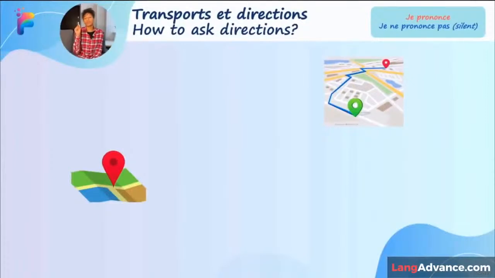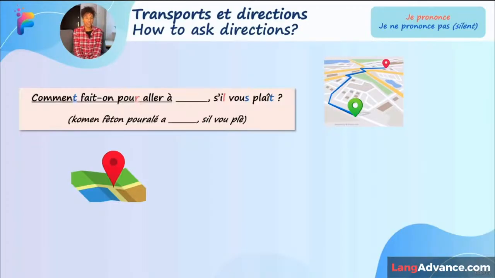Just a reminder, in red, you have the letter that you pronounce, and in blue, you have the letter that you don't pronounce, silent one. How to ask directions.